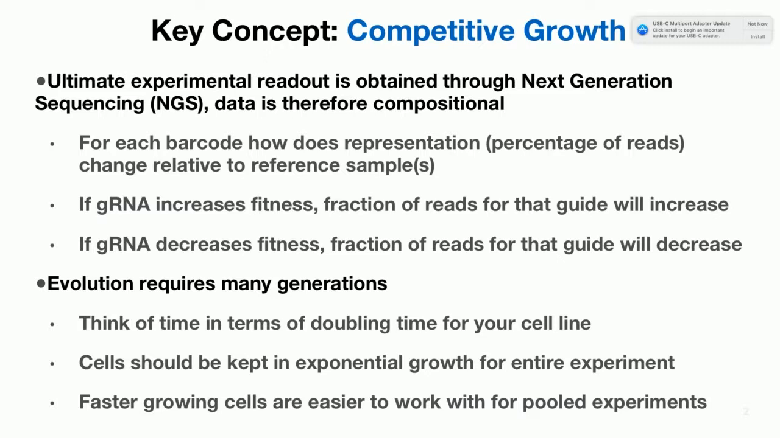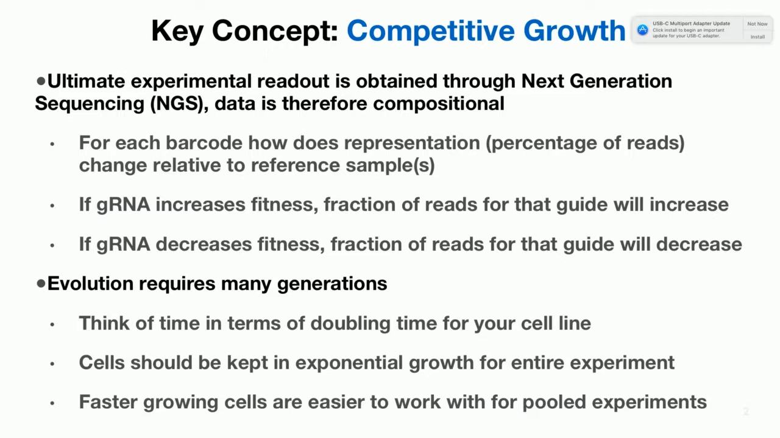The other thing is that this is an evolutionary-based experiment. We're editing the genome, and we're seeing what the fitness effect is, and evolution takes time. So I'll talk about time in days, but really the best way to think about how long your experiment should go is relative to the doubling time of your cell line. So if you have a slow-growing cell line that takes 4 days to double, you're going to need to run the experiment longer to get the same results.